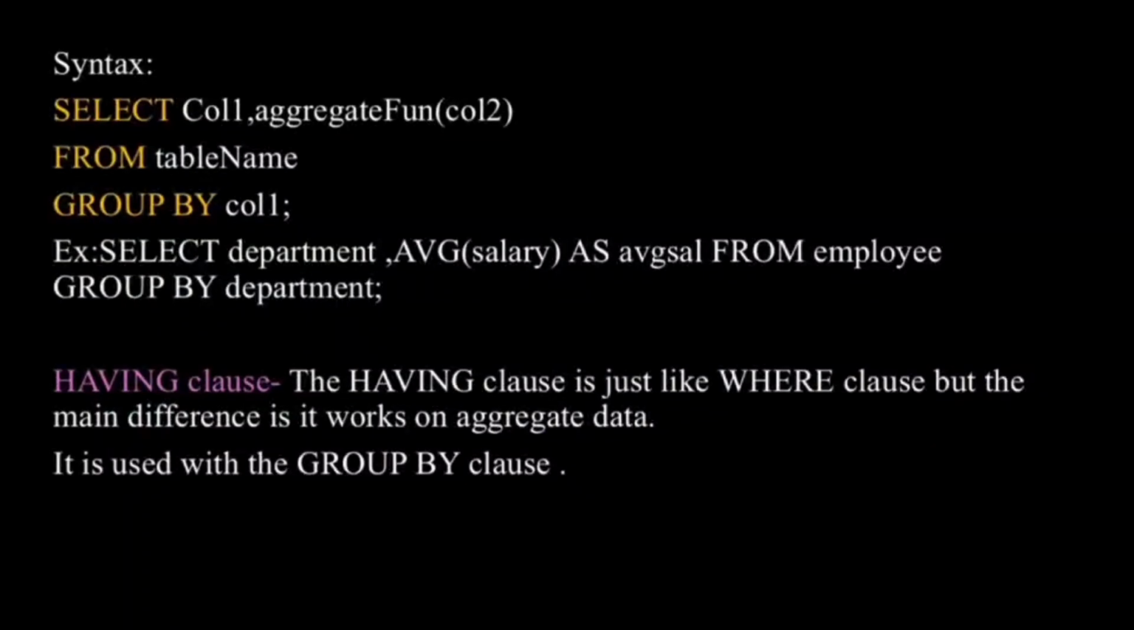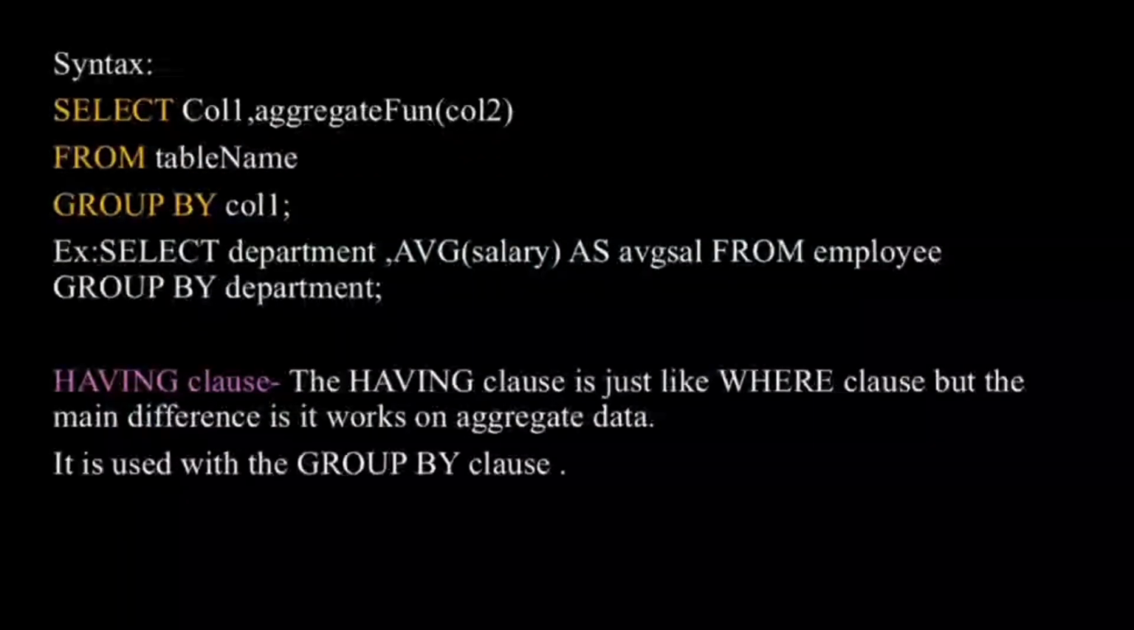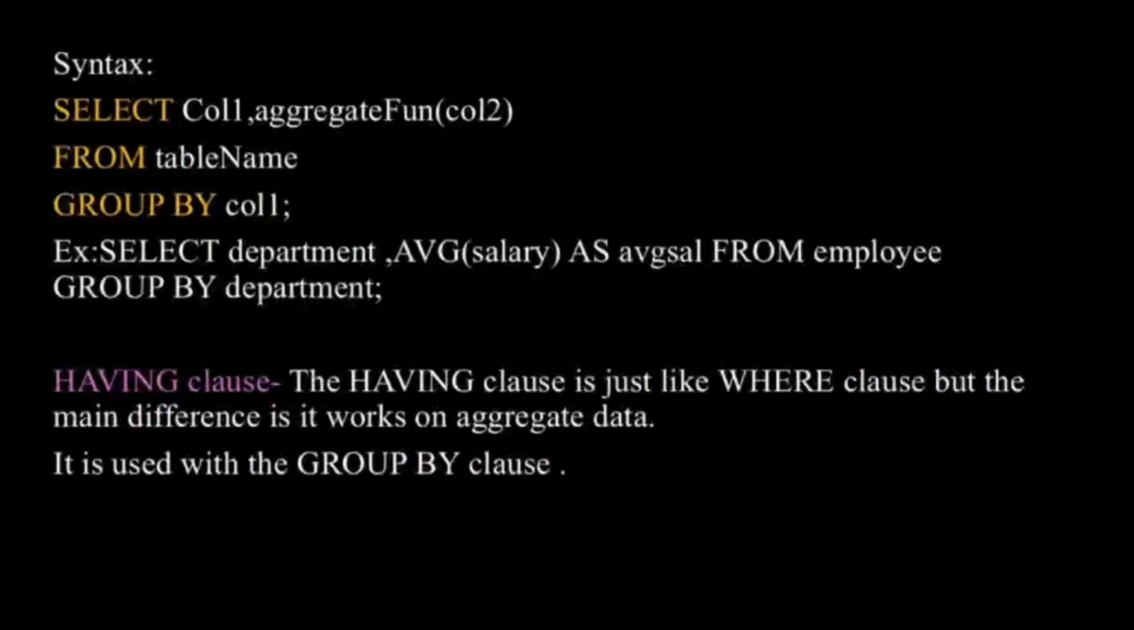The HAVING clause. The HAVING clause is just like the WHERE clause, but the main difference is that it works on aggregate data. The HAVING clause is typically used with the GROUP BY clause to apply a condition to grouped data. For example, if you are grouping employees by department and calculating the average salary for each department, we might only want to see those departments where the average salary is above a certain threshold.